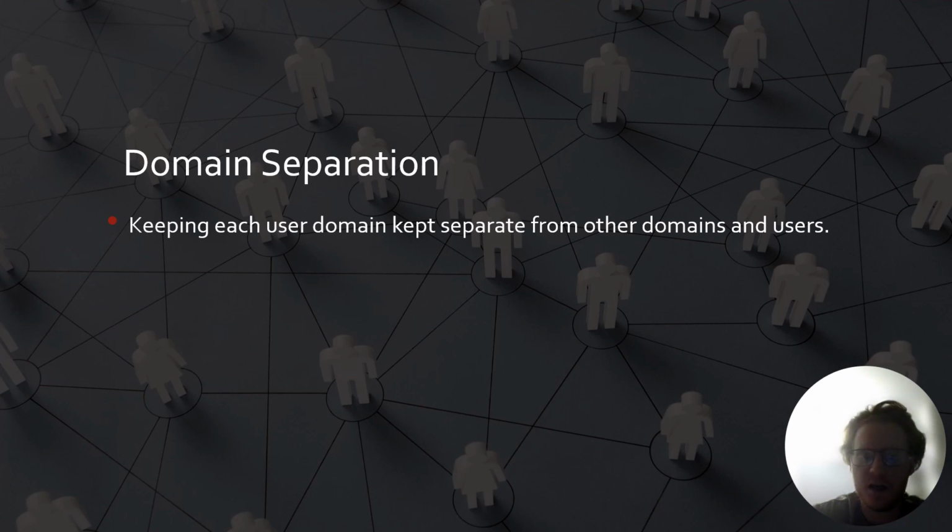Domain separation is going to be keeping each user on the domain separate from other domains and users. So if a user belongs to domain A, we are not going to also put them into domain B, because that's going to become a security risk for our entire environment. So for our IT people, this means that you need to decide and determine and section out on your network who needs to belong to what domain in order to have the most security and effectiveness for each portion of the company.